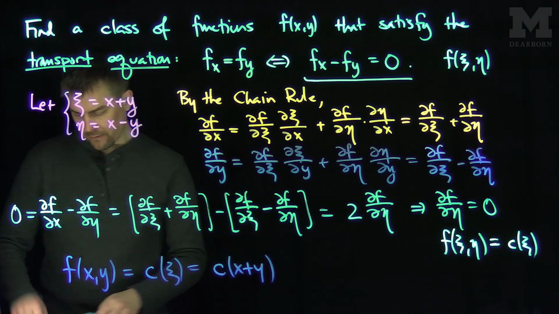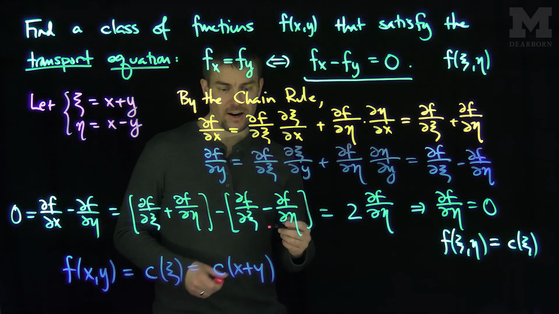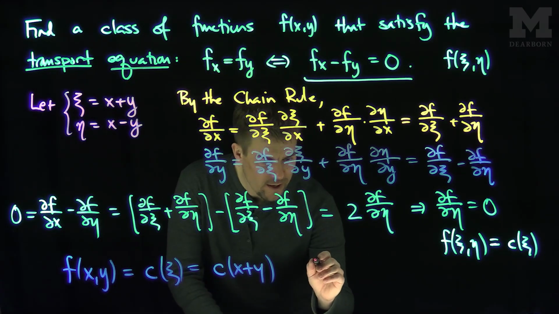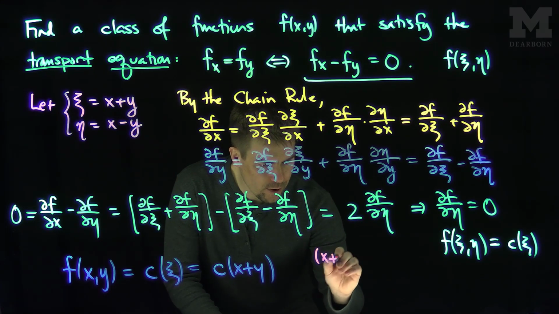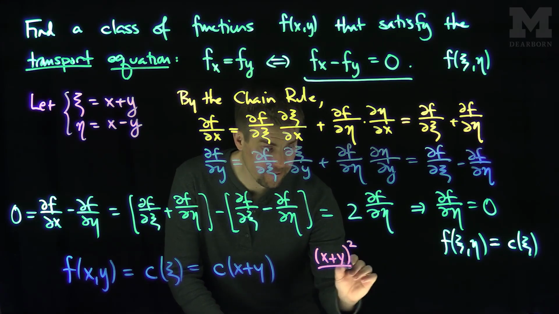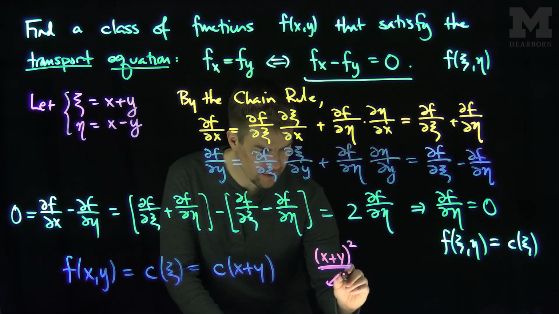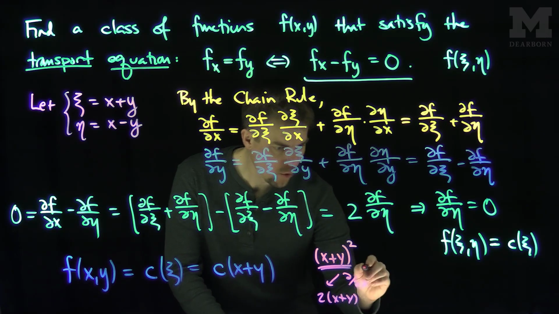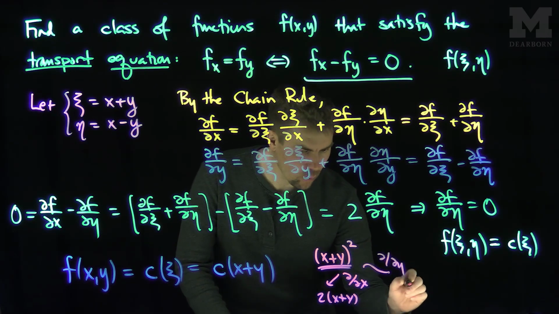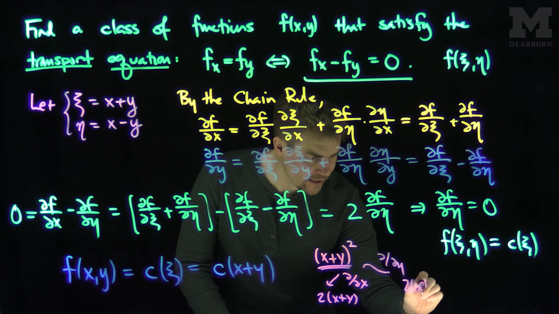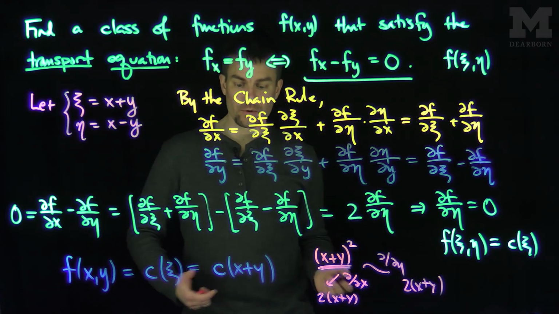We can see a quick example of that. If I pick any function I like of x plus y, let's just pick this function over here. If I look at (x plus y) squared, that's a function of x plus y. What's the x derivative of this? The x derivative of this is 2 times (x plus y). What's the y derivative of this? The y derivative of this is also going to be 2 times (x plus y). So the x derivative is equal to the y derivative.